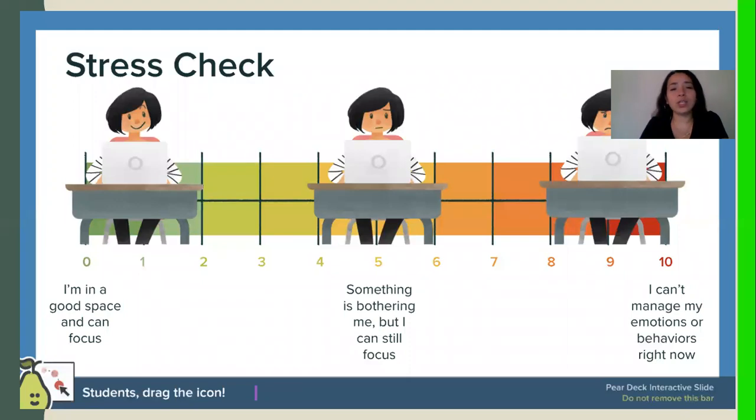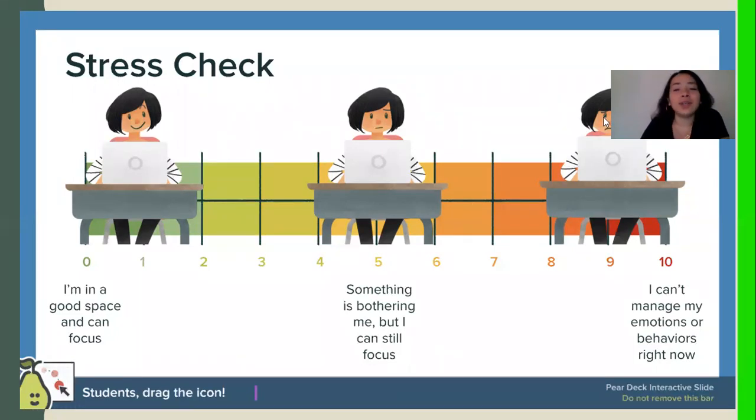All right, so let's do a quick stress check. So in the chat box, do you know how to use the chat box? Because if you do, you can type in your response to this. So how are you feeling from a 0 to 10? A 0 means you're doing great, you're in a good space, you can focus. A 10 means that you cannot manage your emotions right now. So go ahead and respond.